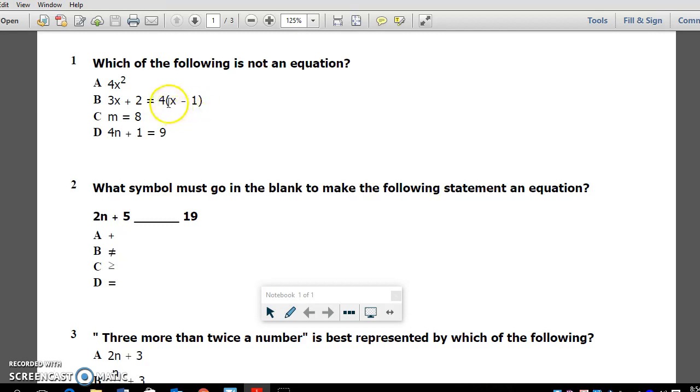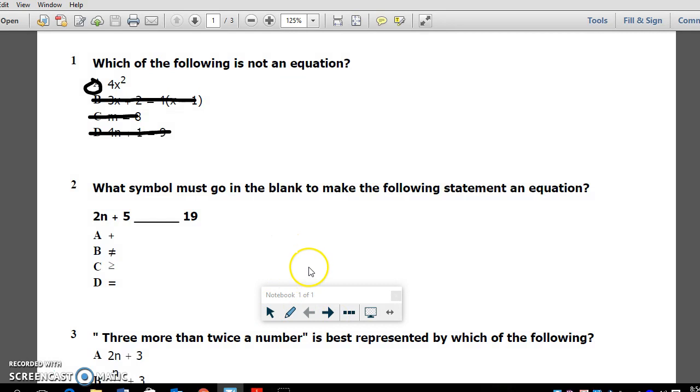So, number 1 asks which of the following is not an equation. We could easily do a process of elimination. We know the difference between an expression and an equation is one simple thing: an equation has an equal sign, an expression does not. So if you look at B, C, and D, all of them have an equal sign. So the correct answer would be A, 4x squared. 4x squared does not have an equal sign.